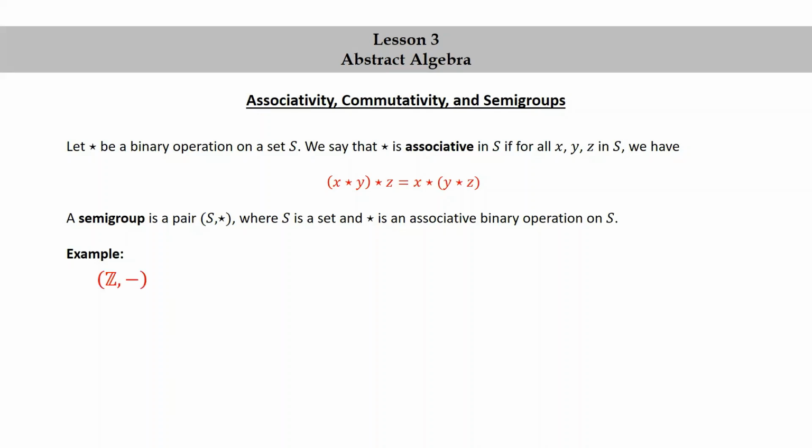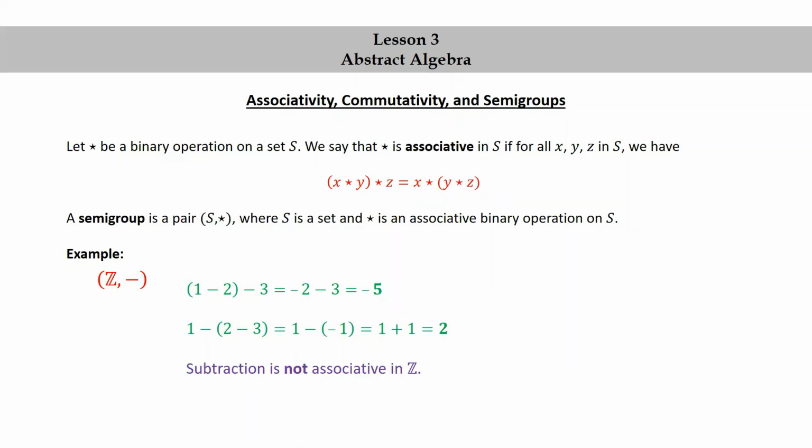Another example, the set of integers together with subtraction. Let's do a computation. (1 minus 2) minus 3 is equal to negative 1 minus 3, which is negative 4, whereas 1 minus (2 minus 3) is 1 minus negative 1, which is 1 plus 1, or 2. Subtraction is not associative in the set of integers. Therefore, the set of integers together with subtraction is not a semigroup.